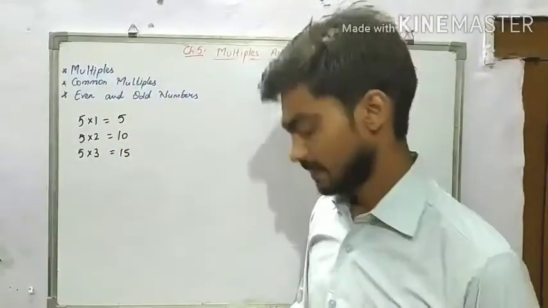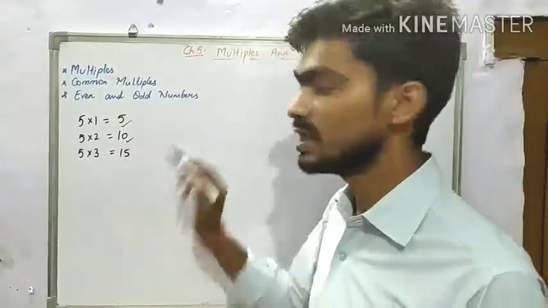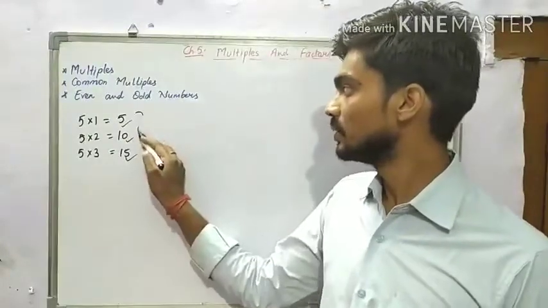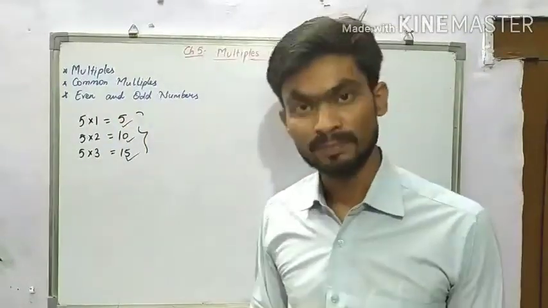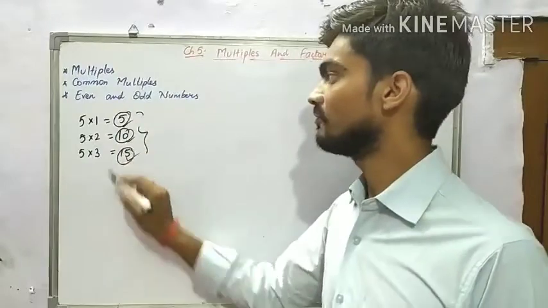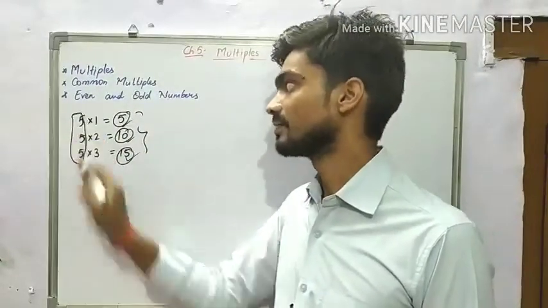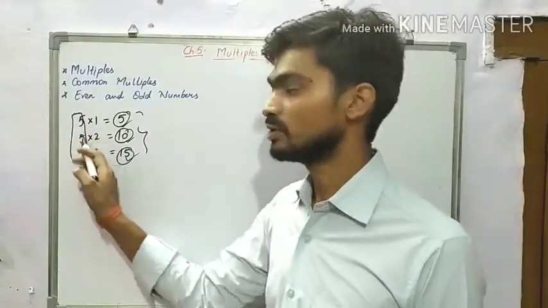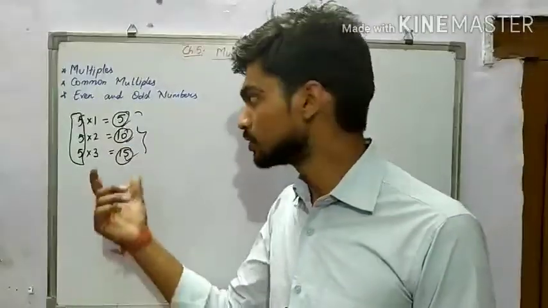Then let us see. 5 1 ja 5, 5 2 ja 10, 5 3 ja 15. Means if we continue to read the table, we will be getting such type of numbers. So this 5, 10, 15 are called multiples of 5. Why do we call them multiples of 5? Because 5 is present in all and 5 is being multiplied. These are called the multiples of 5.